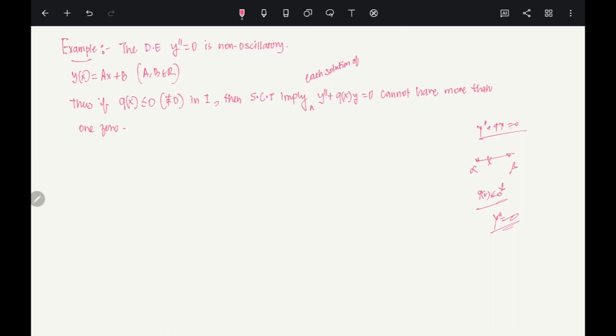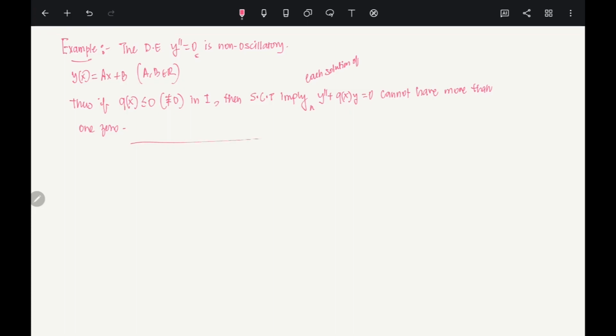See, y(x) equals x is one solution that may have a root, but y(x) equals, let's say, 1 also solves this problem, and that solution doesn't have any root in between alpha and beta. But the Sturm comparison principle says that every solution of that equation will have one root in between. A constant solution is not going to have that root. Clear? So this equation y double prime plus q(x) y equals 0 is non-oscillatory.